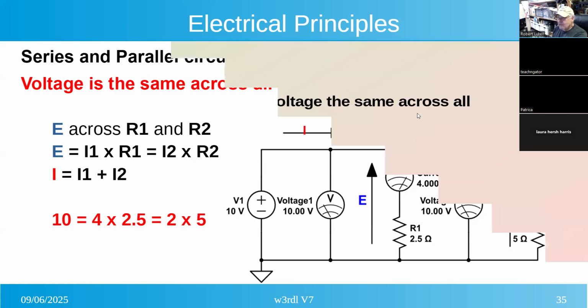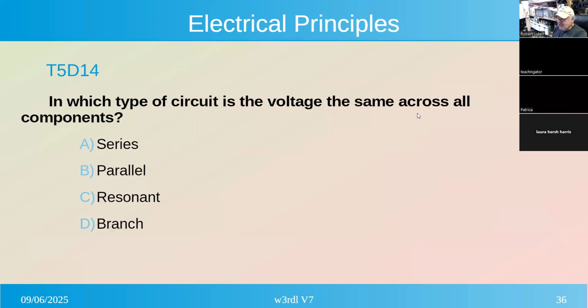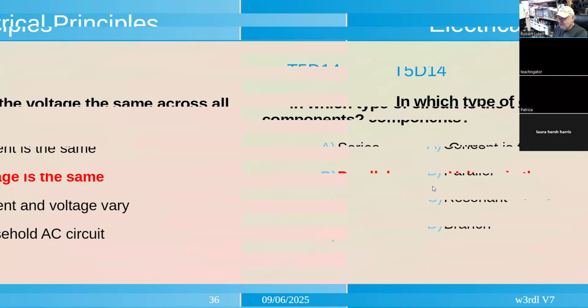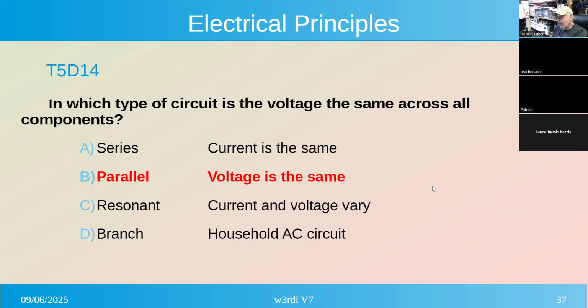Okay, so which type of circuit is the voltage the same across all components? Parallel. Bravo. For now, the main thing you need to remember is in a series circuit, the current is the same. In a parallel circuit, the voltage is the same. You don't have to know how to figure the values.